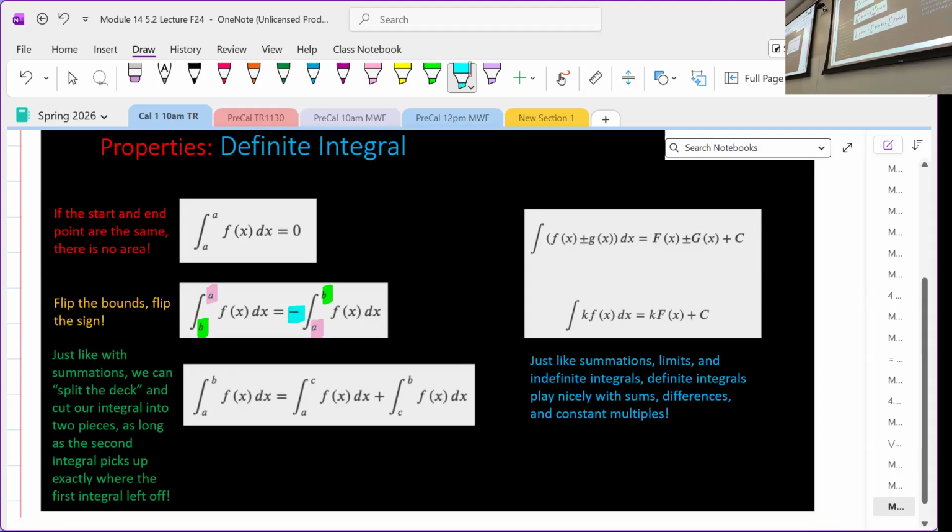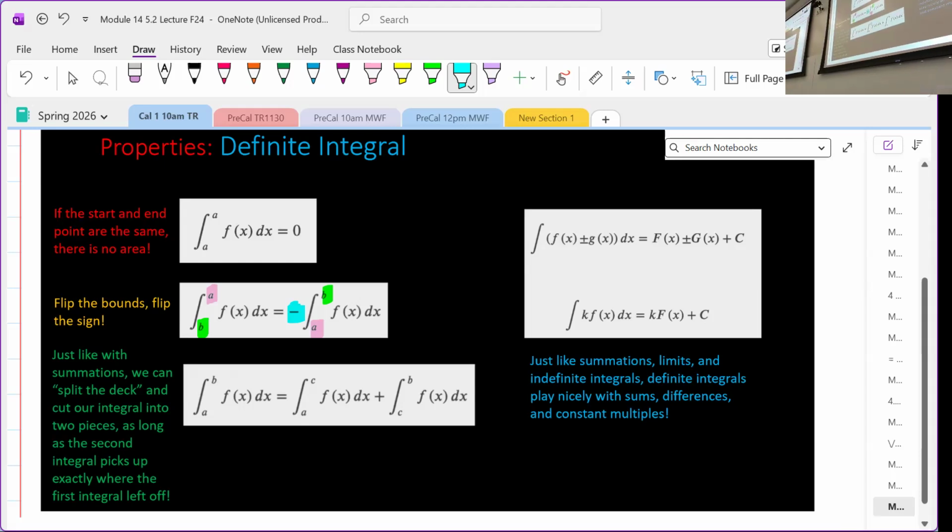I can flip the bounds, but I just have to put a negative sign. So our fancy integral here is just a summation. It's a weird encoded sigma notation. So all of the rules that we got for free with sigma notation that we saw before worked with indefinite integrals work on definite integrals.